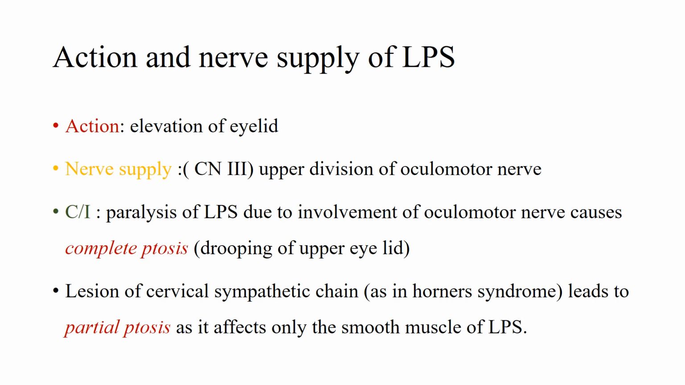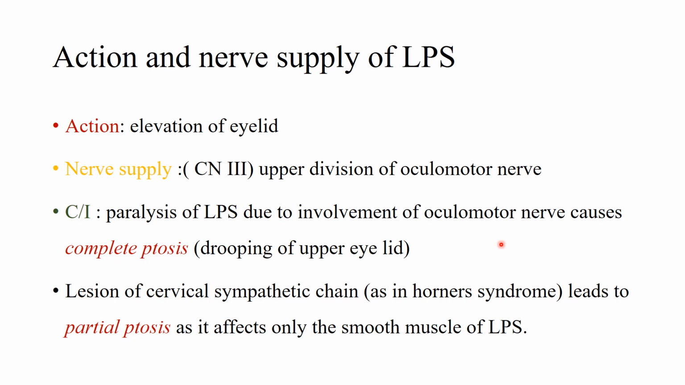The next is the action, nothing but the elevation of the eyelid. Action of LPS is nothing but elevation of the eyelid. Nerve supply: it is supplied by the oculomotor nerve, which is the third cranial nerve. And the clinical importance is very, very important in levator palpebrae superioris, because paralysis of this muscle due to the involvement of the oculomotor nerve causes complete ptosis.